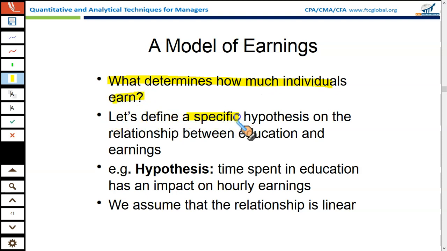Let us be specific. Let us define a specific hypothesis: the relationship between education and what a person can earn. That's our specific point of inquiry. For example, the hypothesis that time spent in education has an impact on hourly earnings. That's the main focus of our study. So we assume that the relationship is linear, that as you spend more time studying, your earnings would be higher.